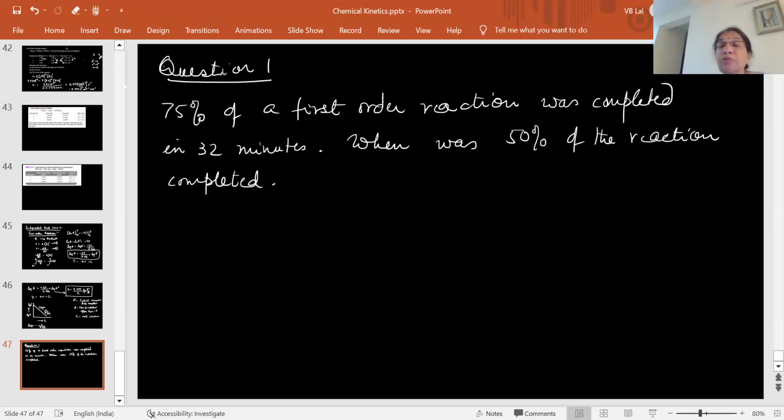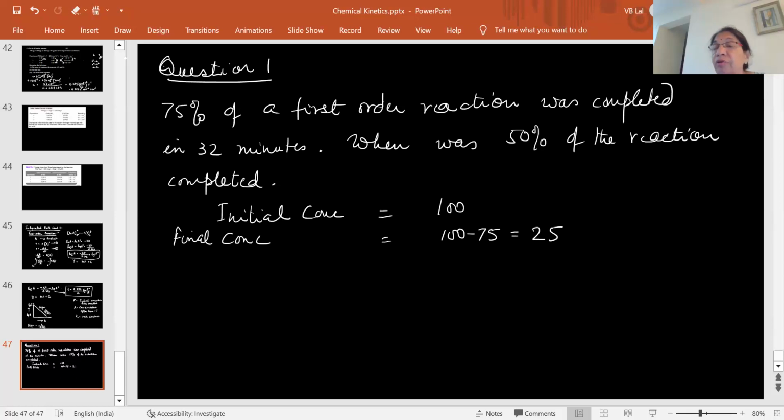Okay, 75% of the first order reaction was completed. So what does it mean? Initial concentration was how much? If the initial concentration was 100, then what will be the final concentration? 75% of the reaction was completed, so the final concentration will be 100 minus 75, that is equal to 25.